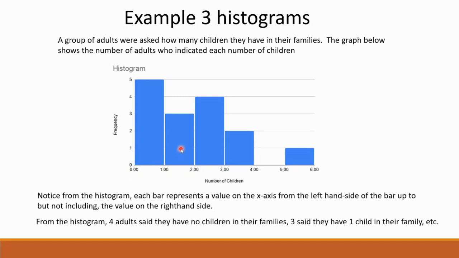Here, these are all the people that said they had one child. I mean, you can't have half a kid, of course. And there's all the people that had 2 kids only, and so on. Right, so we have the frequency here, we have the number of kids here.